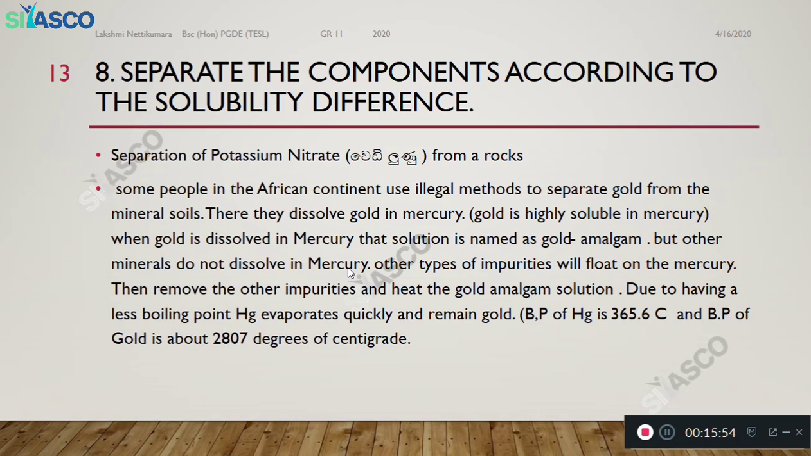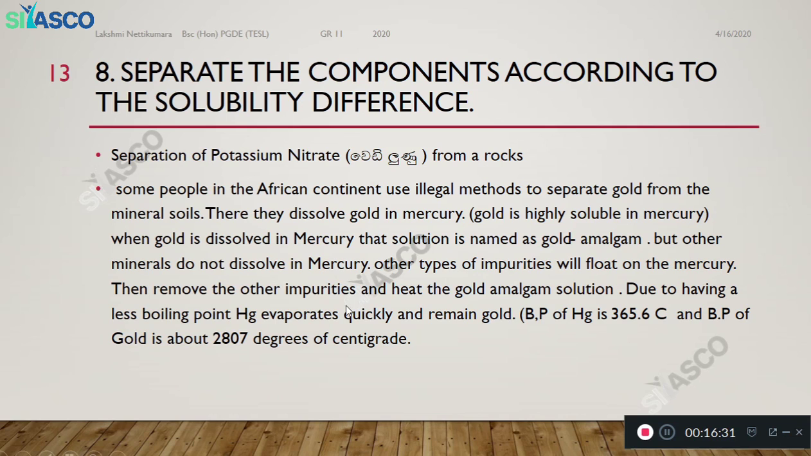So then what will happen? Other types of impurities will float on the mercury. Then they remove the other impurities and heat the gold amalgam solution. Now you can understand this is a solution mixed with gold and mercury. Due to the low boiling point of mercury, mercury evaporates quickly and gold remains. So thereby these people can separate gold from these impurities.